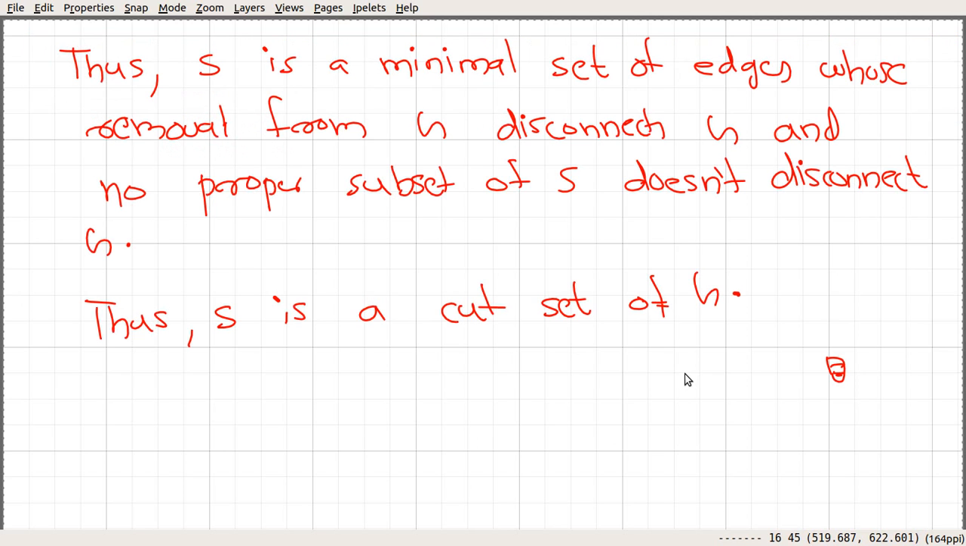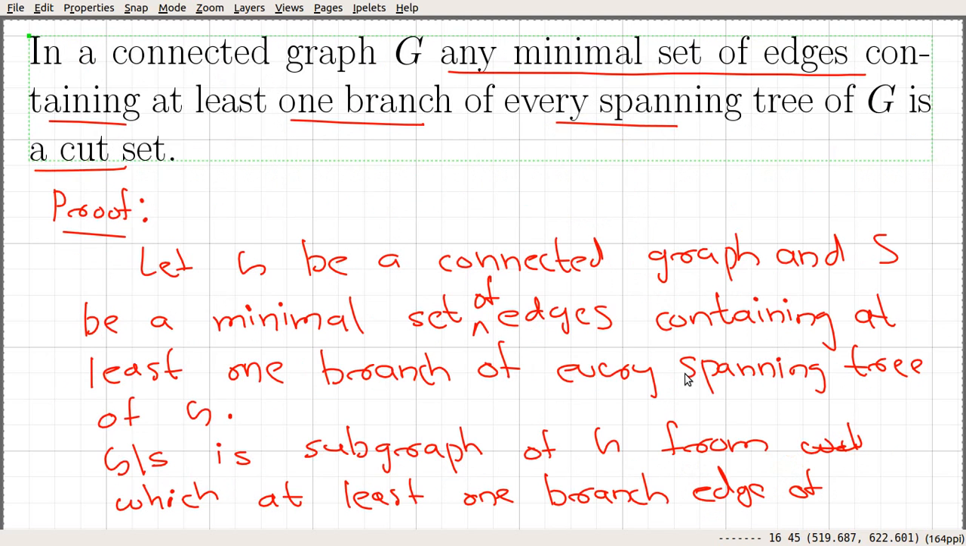So that says in any connected graph G, any minimal set of edges containing at least one branch of every spanning tree of G is a cut set. Okay, we will look at more properties in the next few videos.